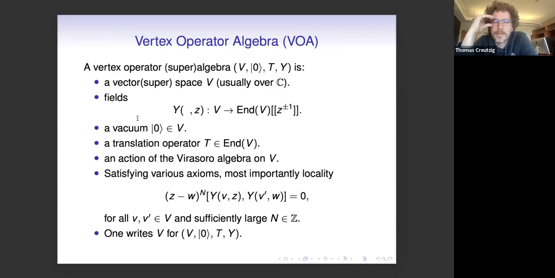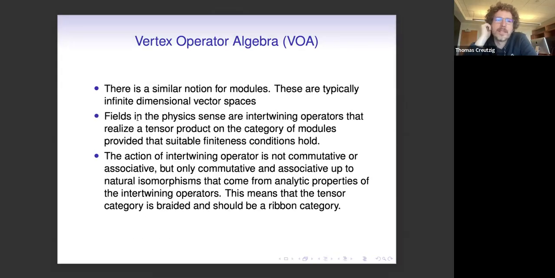So first of all, probably you have never seen a slide like this. This is a definition, a short summary of what a vertex algebra is. We all know that. And we know that there's a similar notion for modules. If a physicist is interested not in the vertex algebra as such, because that's the chiral algebra, but in the true fields of the conformal field theory, these are the fields that intertwine between different modules, so they are what we call intertwining operators, and they define the tensor product on the category of modules.